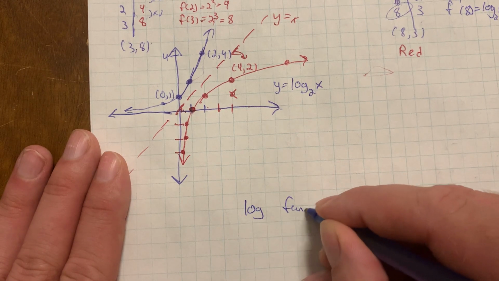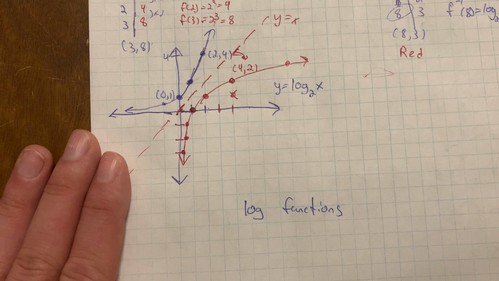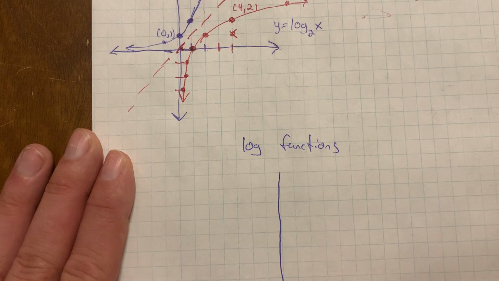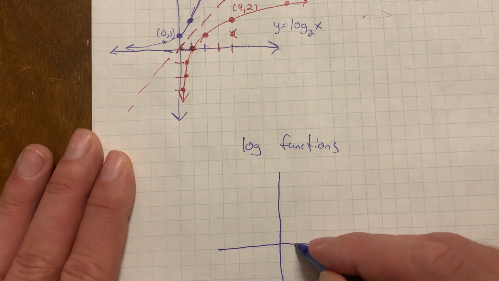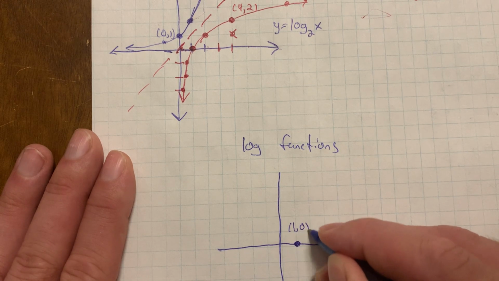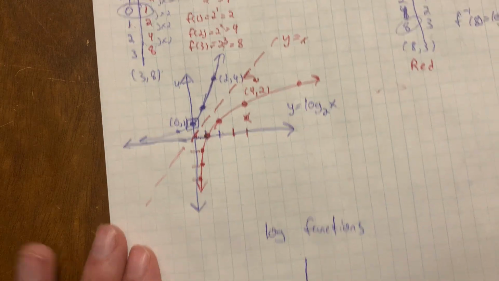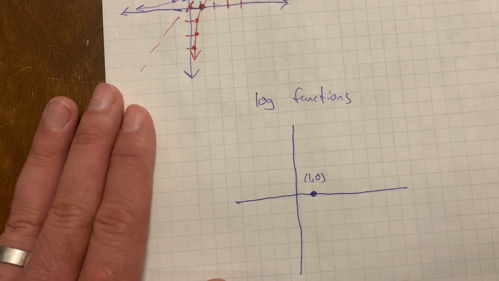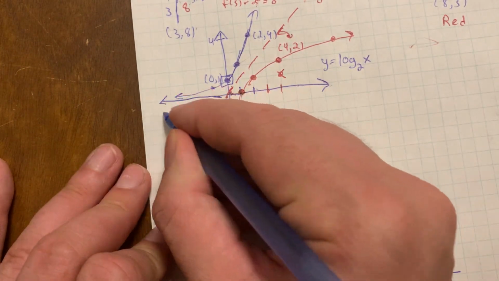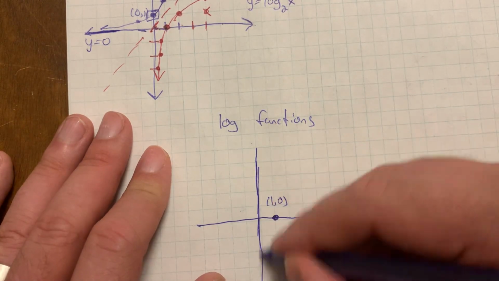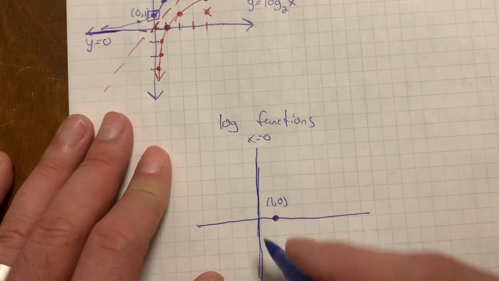So log functions all have a lot of similarities because they're all the inverse of exponential. All log functions will have a point at 1, 0. And this is because they're the inverse of exponential. Remember that exponential parent functions all have a point at 0, 1. So log parent functions will have a point at 1, 0. All exponential functions had an asymptote at y equals 0. And so all log functions will have an asymptote at x equals 0.